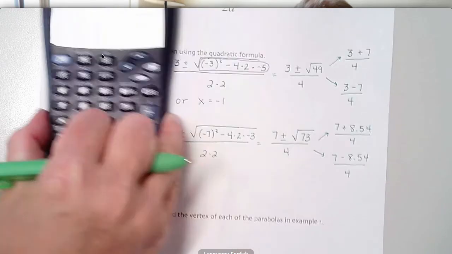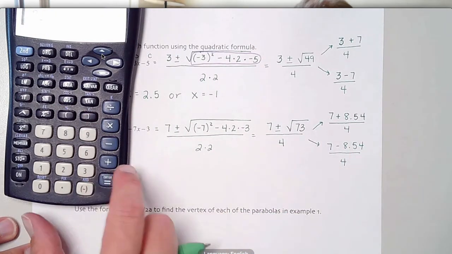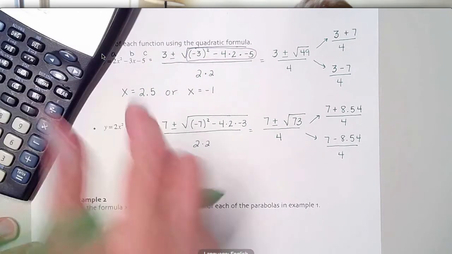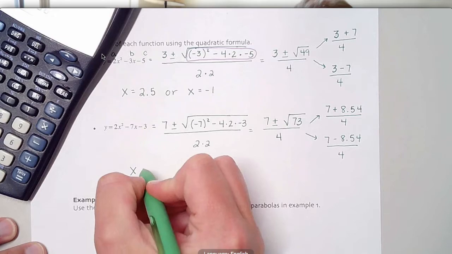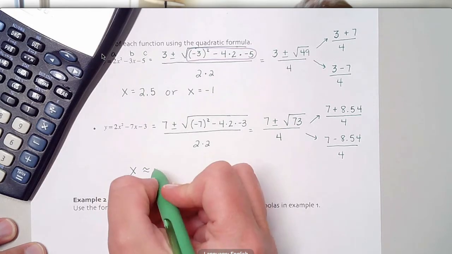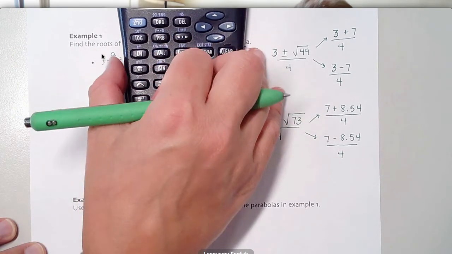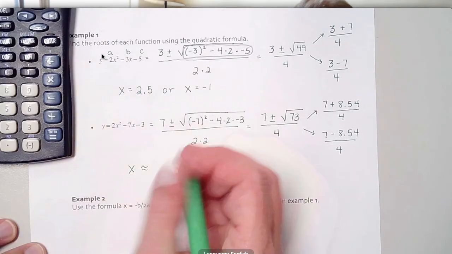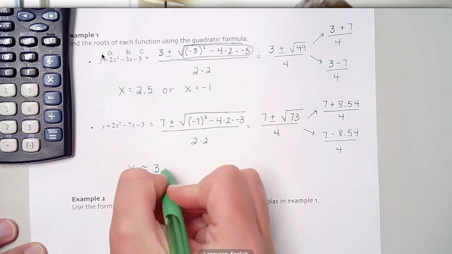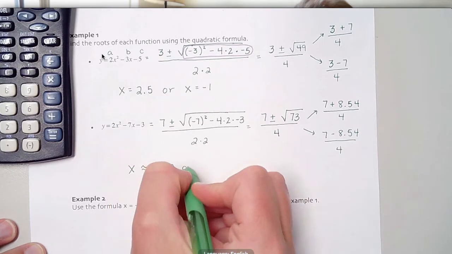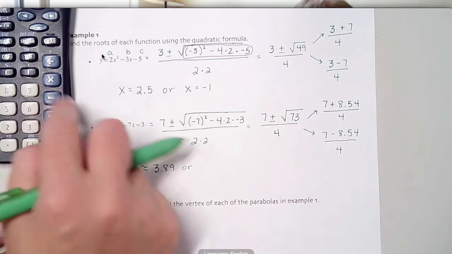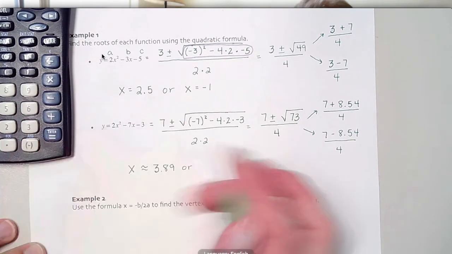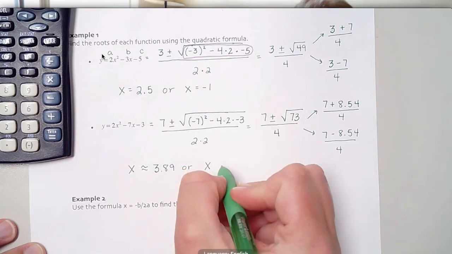This time when I write my answer, because I know I rounded those decimals, I'm going to add 7 and divide by 4. I'm going to write my answer as an approximation because I know that I rounded here. So after I divided by 4, this is what I came out with, 3.886. So I'm going to say x is approximately 3.89, or 7 minus 8.54 divided by 4 is negative 0.385.